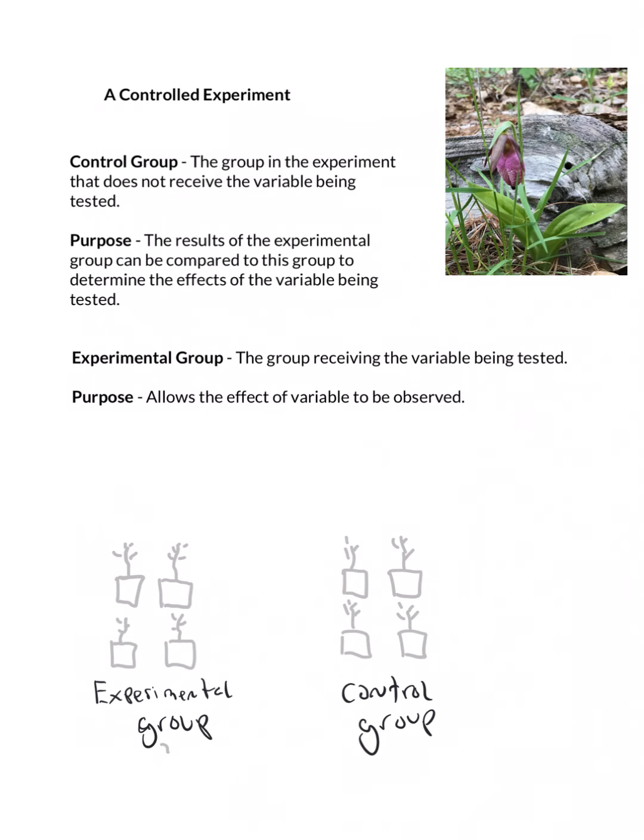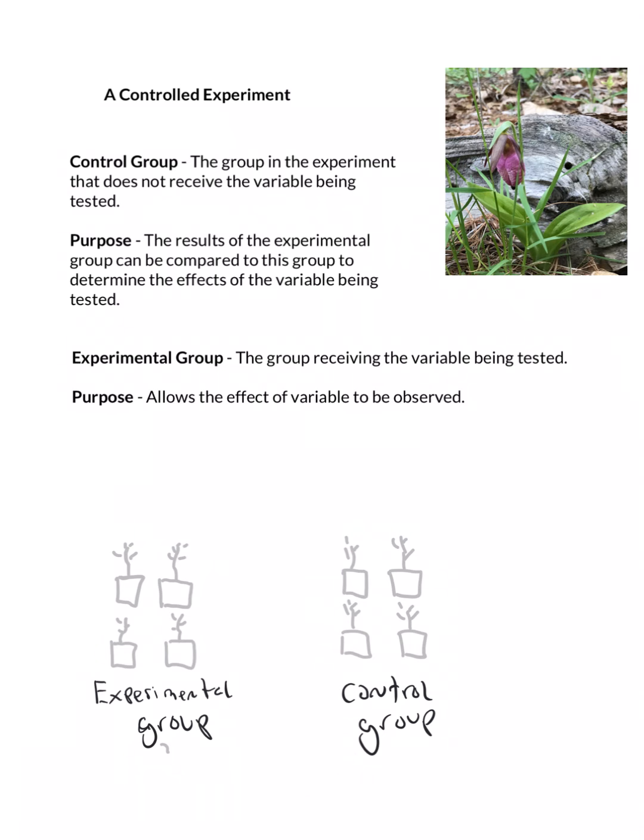So the results of the experimental group can be compared to this group to determine the effects of the variable being tested. Our second term, experimental group. This is the group receiving the variable being tested. What's the purpose? It allows the effects of the variable to be observed.